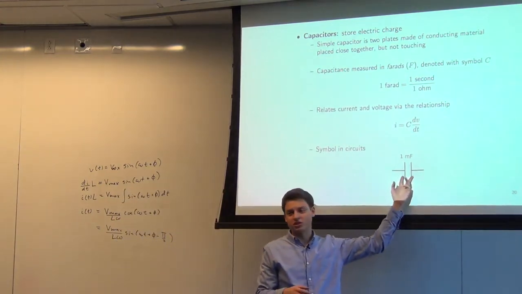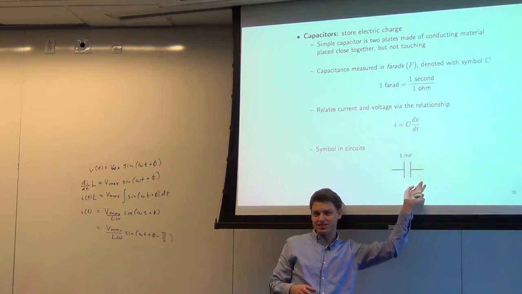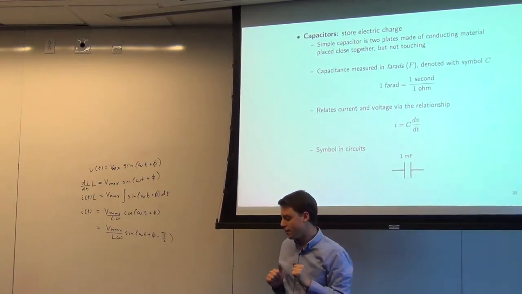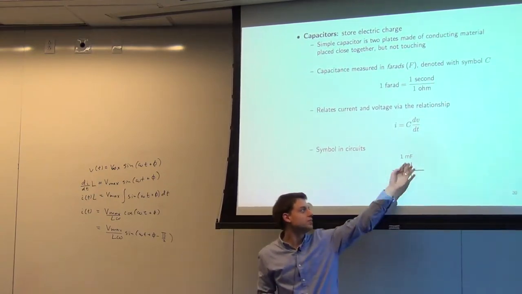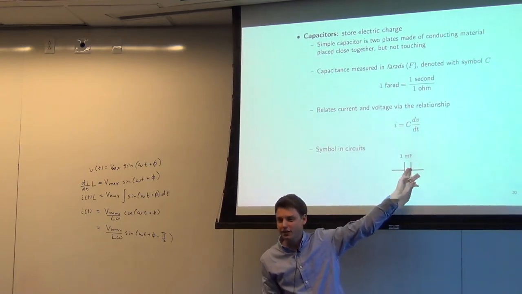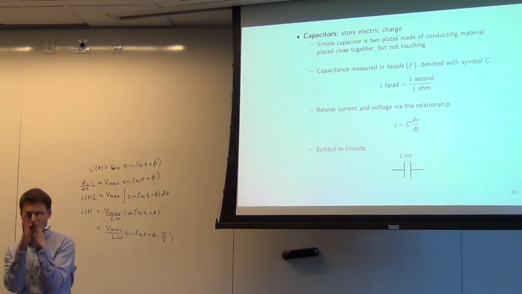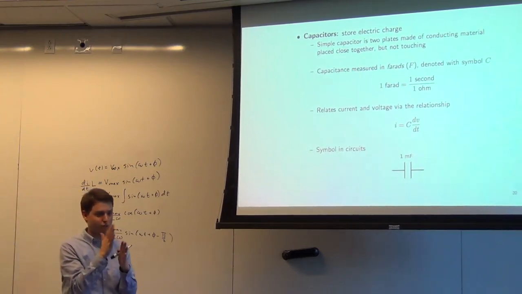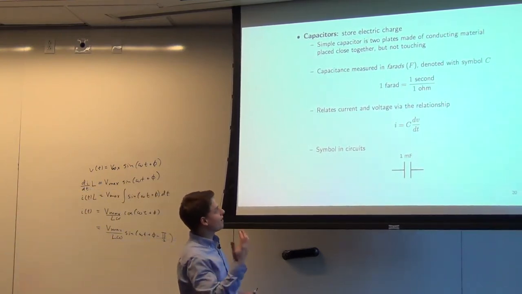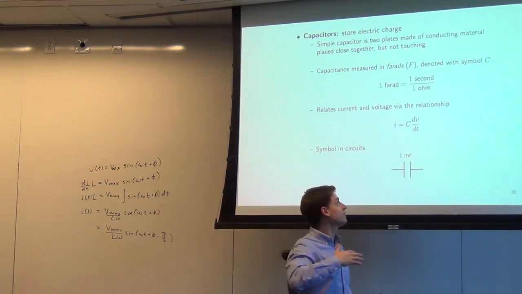And that's what the symbol looks like, by the way: two little plates close to each other. Really, there's a material, a dielectric, that's what it's called, between these two. But intuitively, it's just two plates where one is going to build up charge of one kind and the other is going to build up charge of the other kind. Capacitance is measured in farads, which is 1 second per ohm.